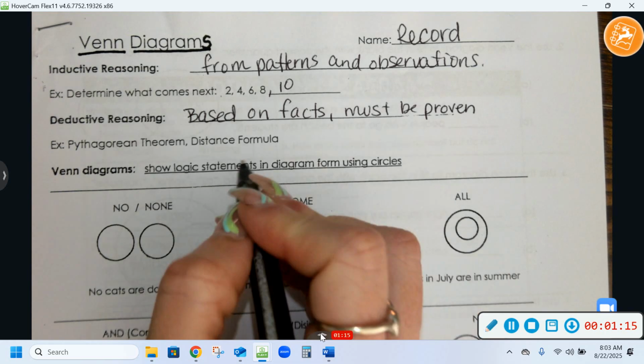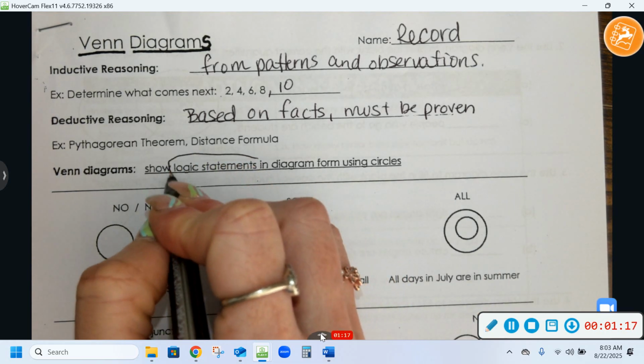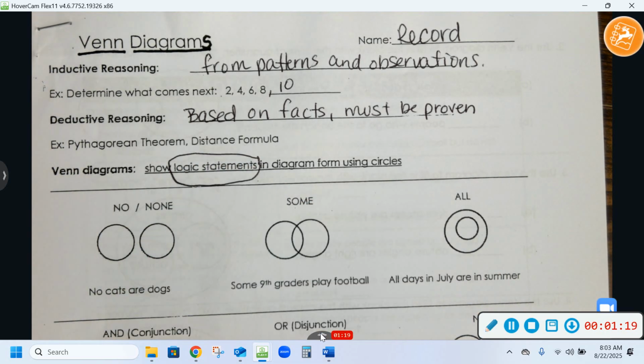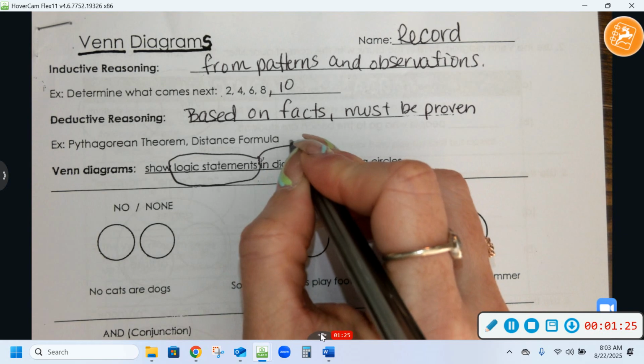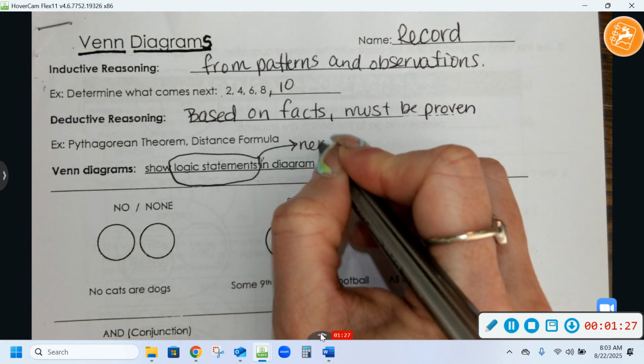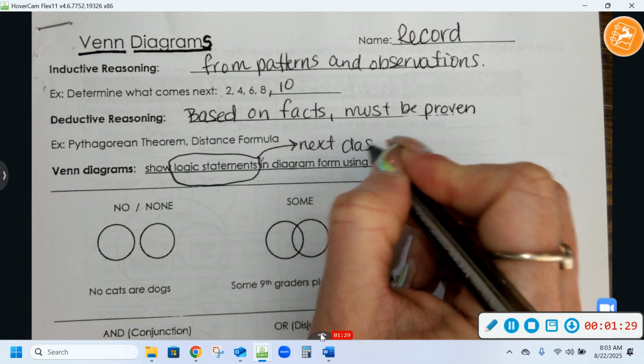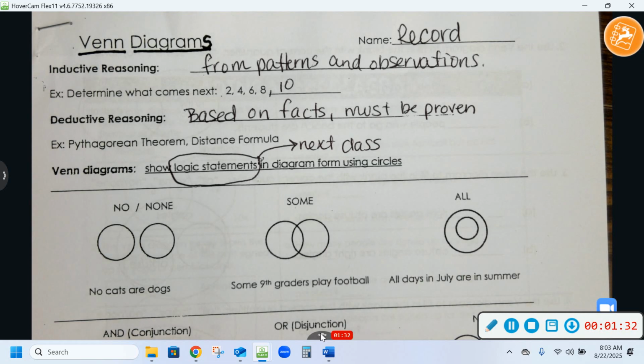All right, next. Logic statements. This is just on here so that it's a word that you know. Also, next class, we will talk a lot about logic statements. So just in case you're looking at your notes and you're like, I don't know what that means, don't fret. You will next class.